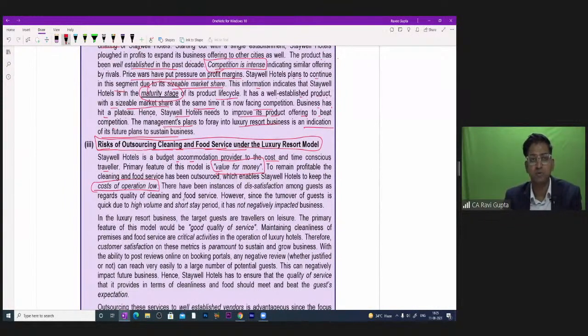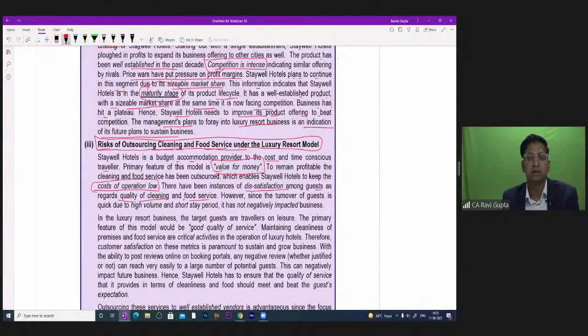Why have they outsourced? Because they want to be profitable. This is the reason they have to cut down their cost. In order to cut down their cost, they have outsourced their operations, food services and cleaning services to some outside vendor. There has been intense dissatisfaction among guests as regards the quality of cleaning and the food services?